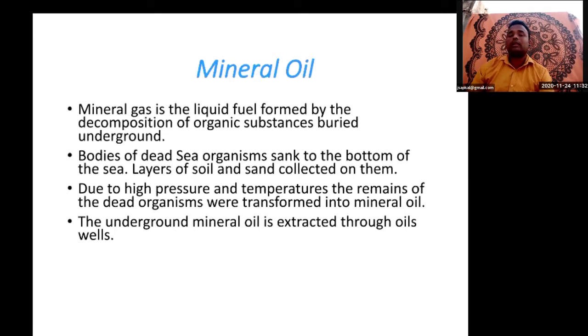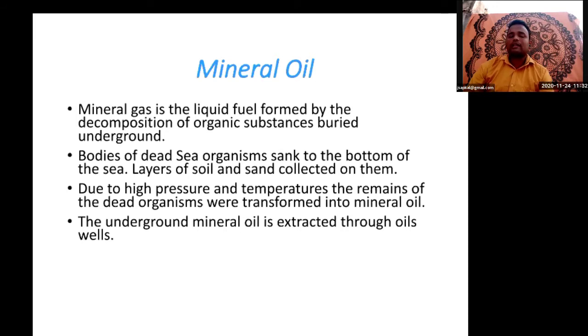The underground mineral oil is extracted through oil wells. See, earlier we saw a picture in which there is fuel. There are wells, tube wells, and the oil which is taken out from underground is what we call an oil well.